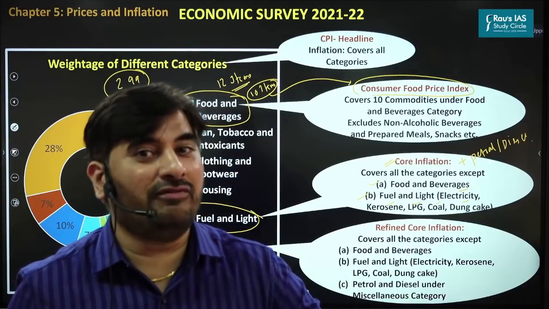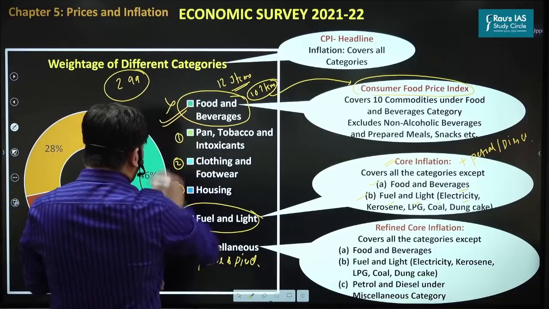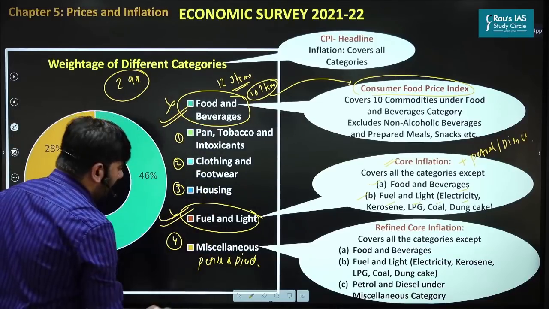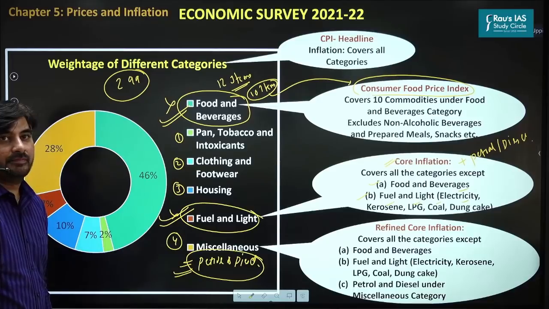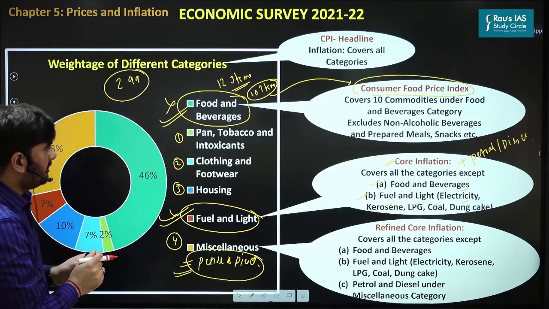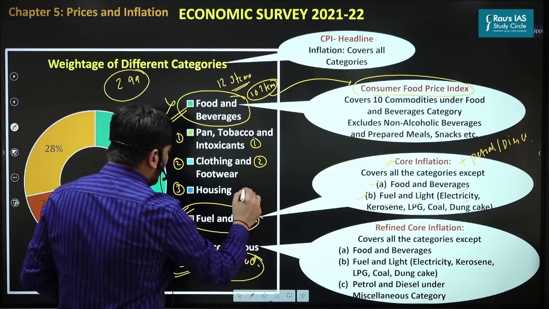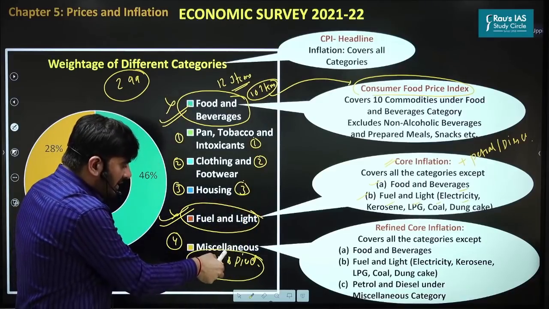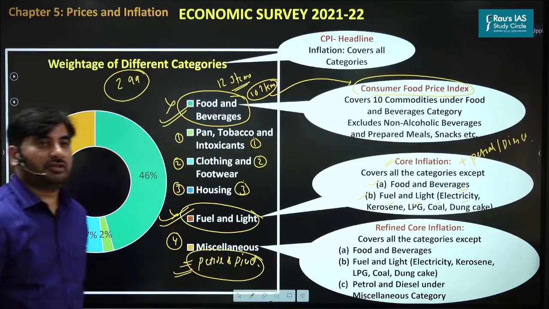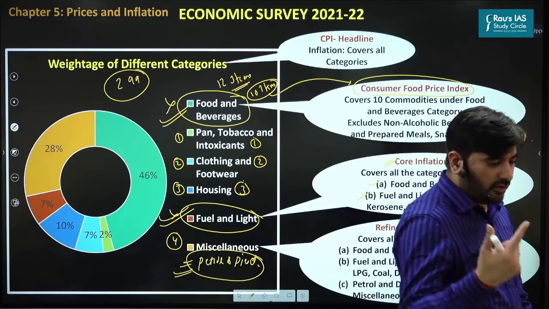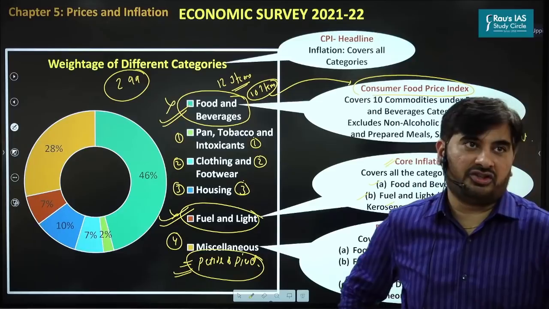How do we measure refined core inflation? Refined core inflation is measured by taking out the food and beverages category, by taking out the fuel and light, and by taking out petrol and diesel from the miscellaneous category. So we measure it by taking pan, tobacco and intoxicants, clothing and footwear, housing, and all other commodities in the miscellaneous category except petrol and diesel. That is the refined core inflation. Please remember this, because it has been highlighted in this year's economic survey as to how we actually measure the refined core inflation.